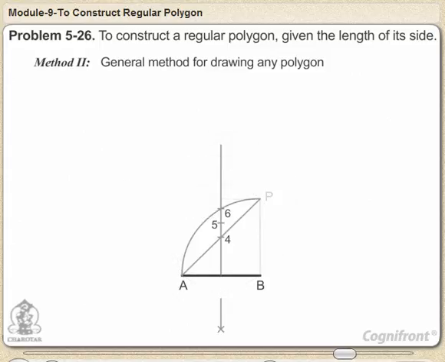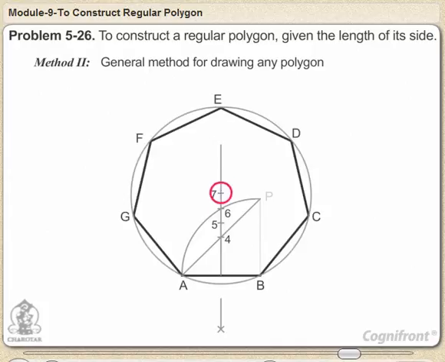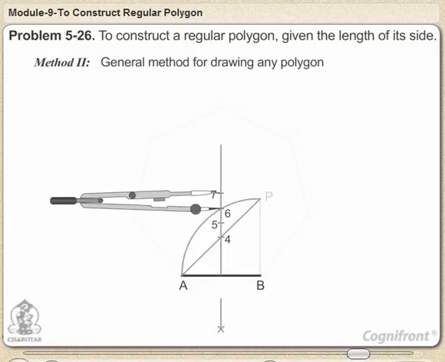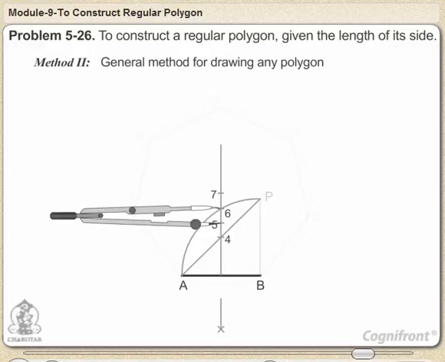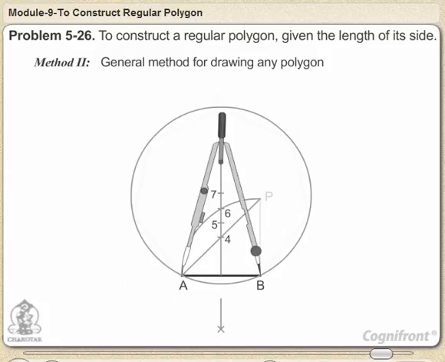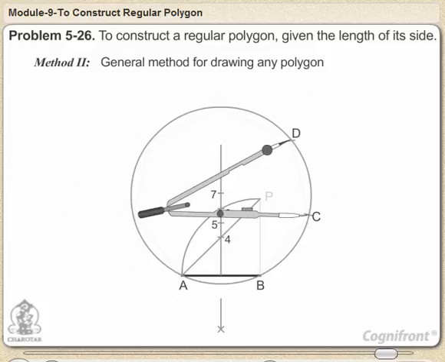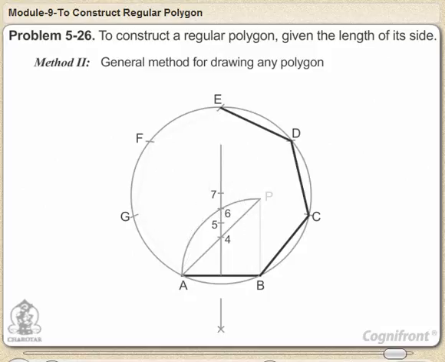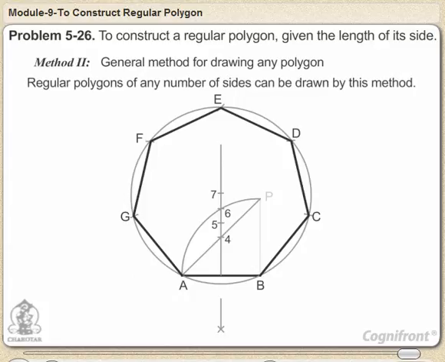To locate center 7 for the regular heptagon of side AB, step off a division 6, 7 equal to the division 5, 6. With center 7 and radius equal to A7, draw a circle. Starting from B, cut it in 7 equal divisions with radius equal to AB. Draw lines BC, CD, etc., and complete the heptagon. Regular polygons of any number of sides can be drawn by this method.